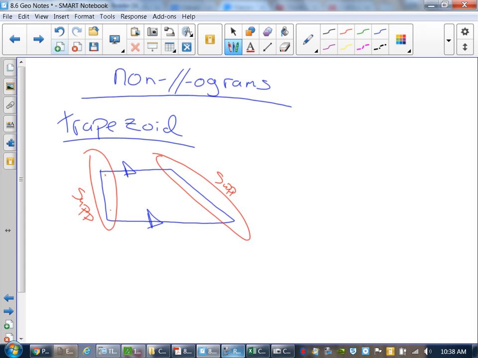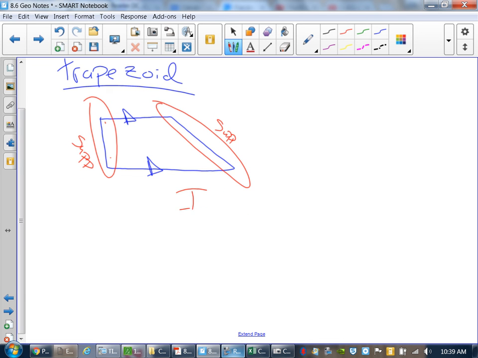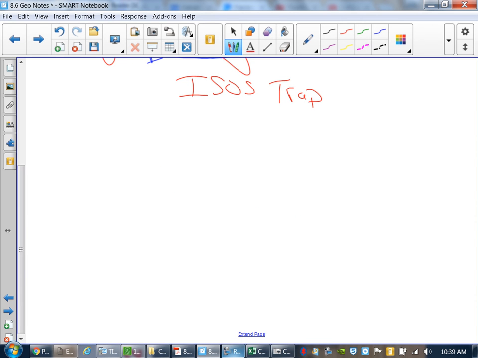Okay. What was the more specific trapezoid? The isosceles, right. Now the isosceles trapezoid had your two parallel sides. It had the one set of parallel sides, but what else did it have? What does an isosceles triangle have? It's got the two congruent legs.